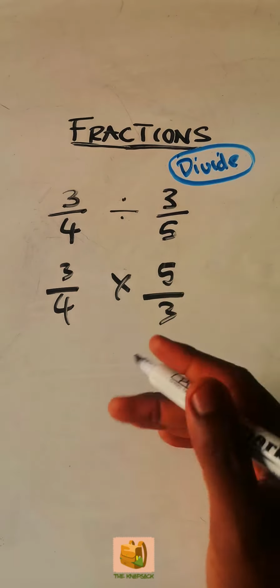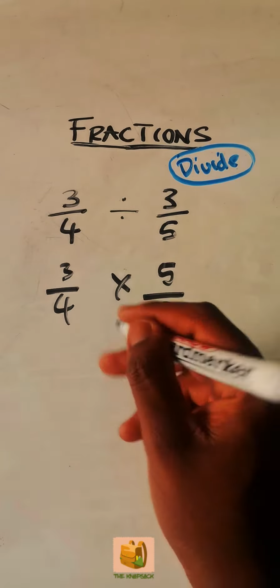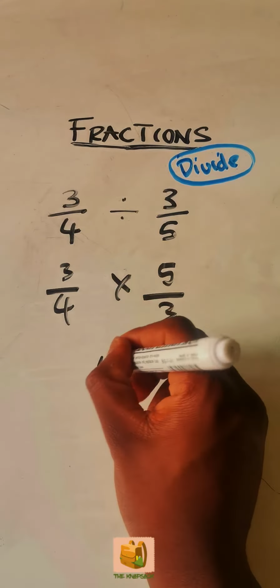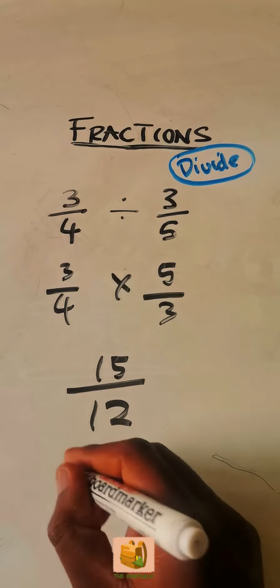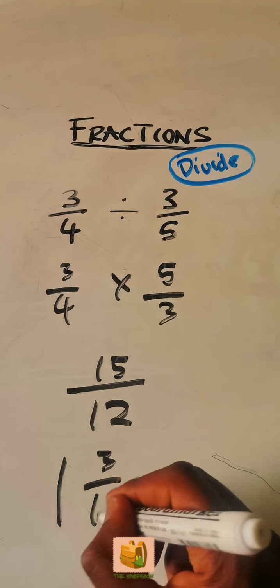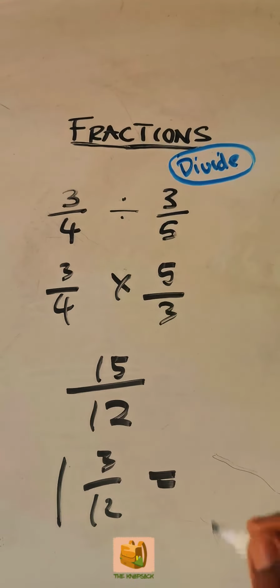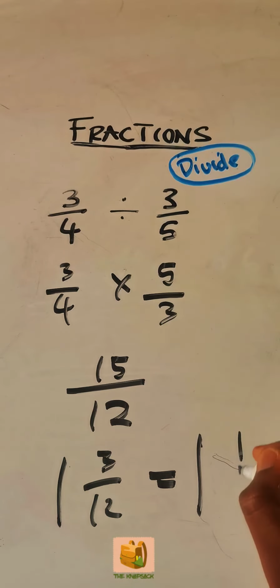Then you go ahead and multiply across like we did before during multiplication. 3 times that, that's 15. 4 times that, that's 12. And then what's your answer? That's 1 and 3 over 12, which can be 1 and 1/4.